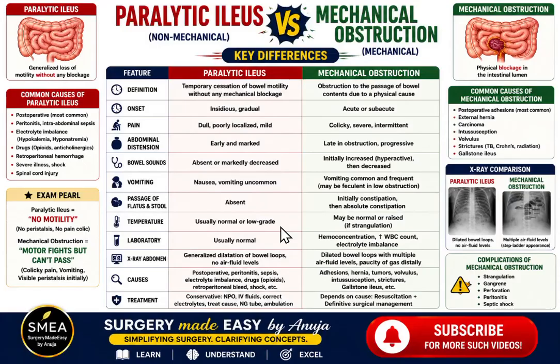Temperature is usually normal or low grade in paralytic ileus. It is similar in mechanical obstruction. It only increases if it is associated with strangulation. Lab findings are normal in paralytic ileus, whereas there is hemoconcentration, increased WBC count, as well as electrolyte imbalance seen in mechanical obstruction. Now, let us look at the causes of paralytic ileus.